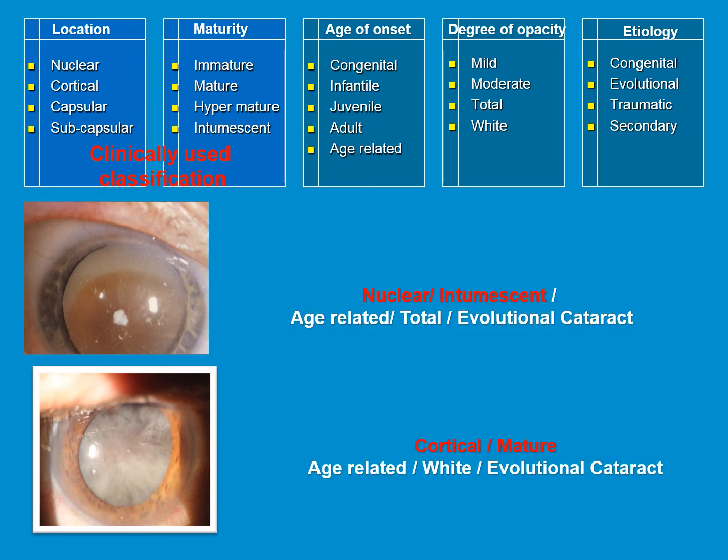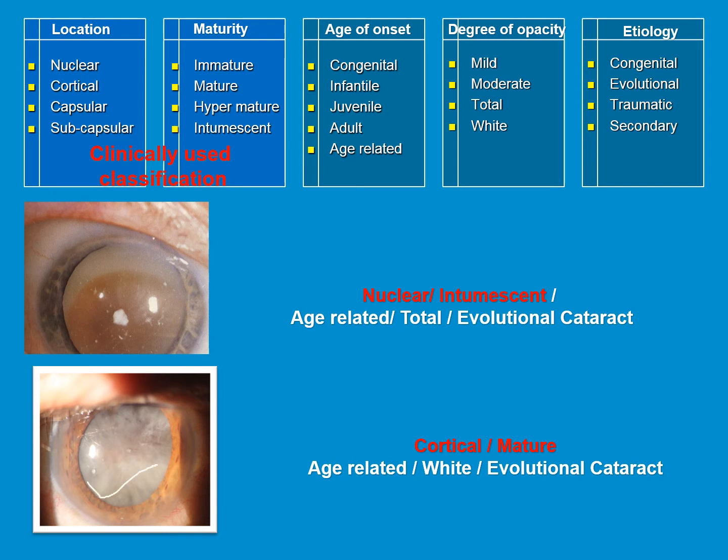Look at this slide. This first cataract is a nuclear cataract. So according to the first classification of location, it is nuclear sclerosis, and it is a hypermature or intumescent cataract. Normally these two classifications we use clinically, though we can call it an age-related cataract or a total cataract or evolutional cataract, but normally clinically we use the first two types of classifications, which are location and maturity.